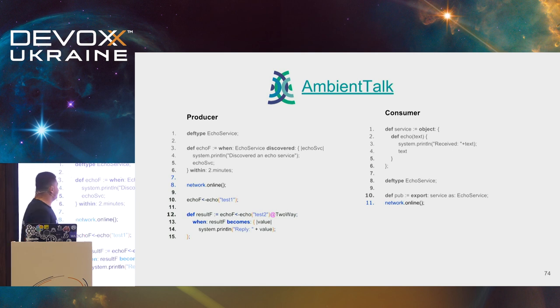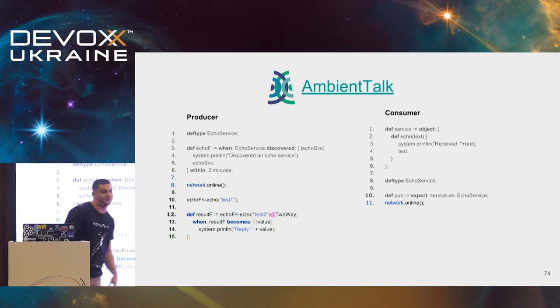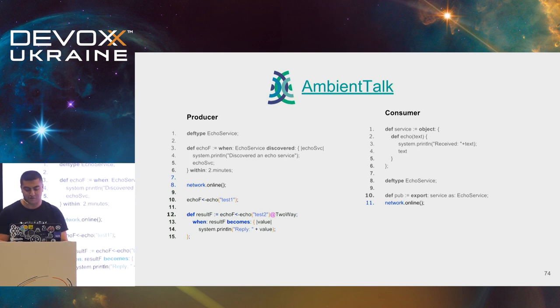And I need to put the network online between each of them, so that will be two different JVMs. And here I can send a message to the echo service with a future, and I can have a future with a result here that I bind to the two-way. I will show you how this works.